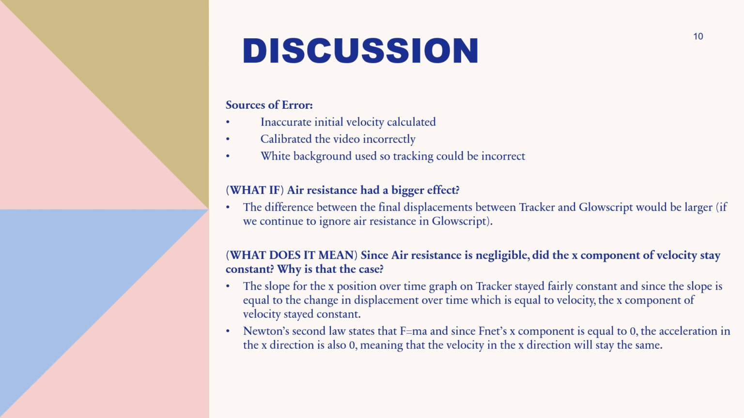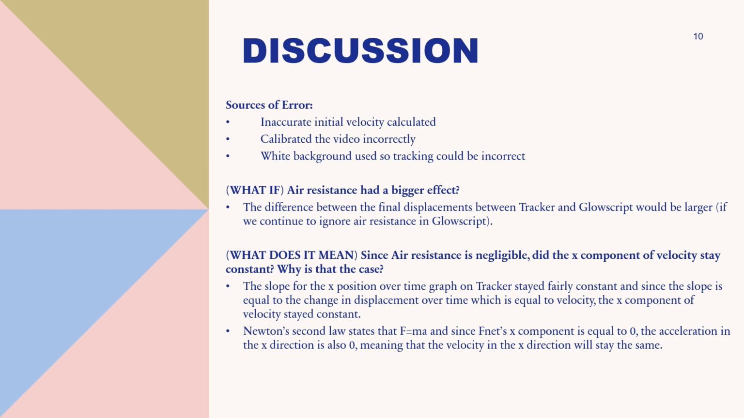So, what if air resistance had a bigger effect? That would mean that the difference between the final displacements between Tracker and GlowScript would be larger if we continue to ignore air resistance in GlowScript, obviously. And what does it mean? Since air resistance is negligible, did the x component of velocity stay constant? Why is that the case?